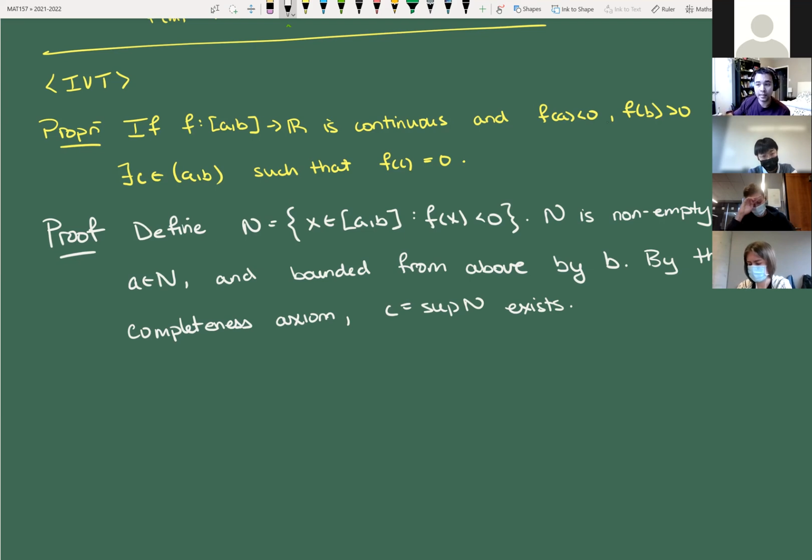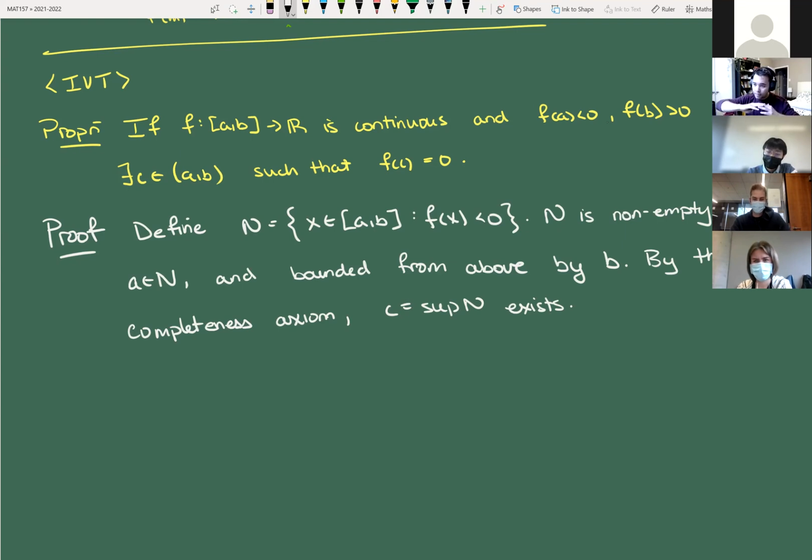Now, obviously, that doesn't make sense in this case. We know f of B is greater than 0, right? But I'm claiming that whatever the supremum is, it's in some sense the biggest number for which f of C is less than 0. No, that doesn't quite make sense, right? Because then it would be less than 0. But yeah, you're taking the supremum of all the points where it's negative.